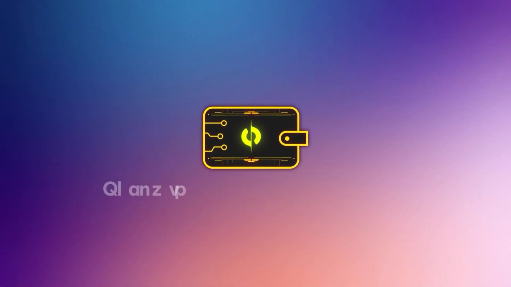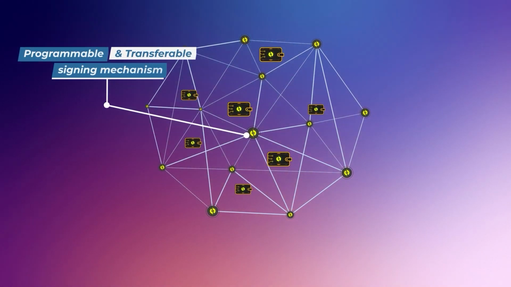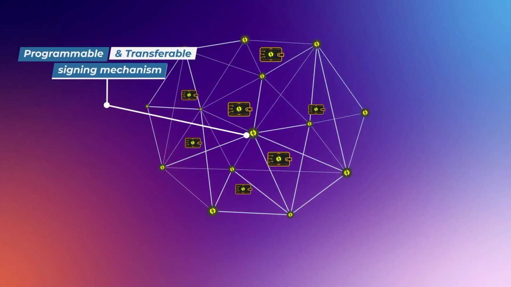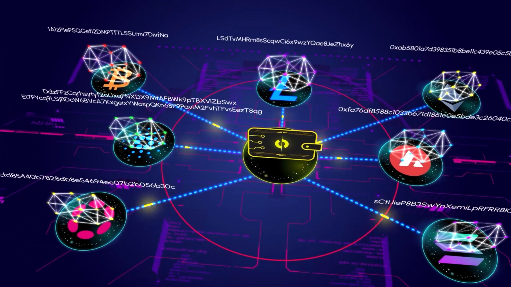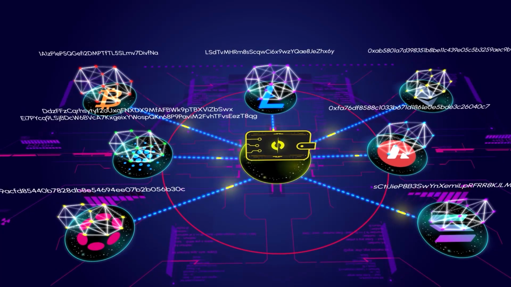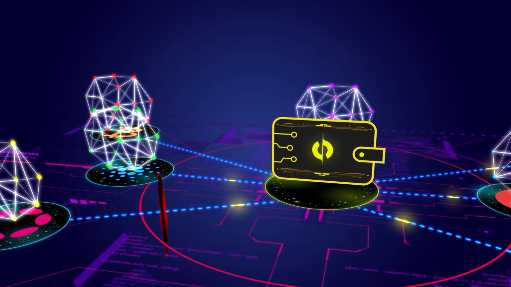A dWallet stands for a dynamic decentralized wallet. A dWallet is a programmable and transferable signing mechanism that lives on the Odsy blockchain. A dWallet has an address on any other blockchain, can sign transactions on those networks, and can be programmed to enforce any access control logic.